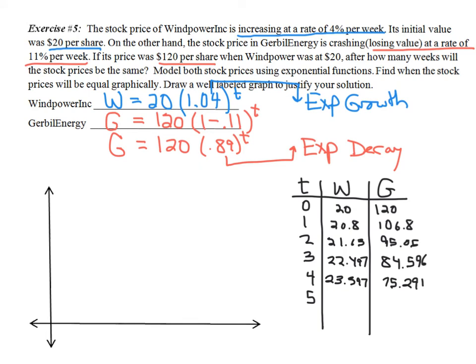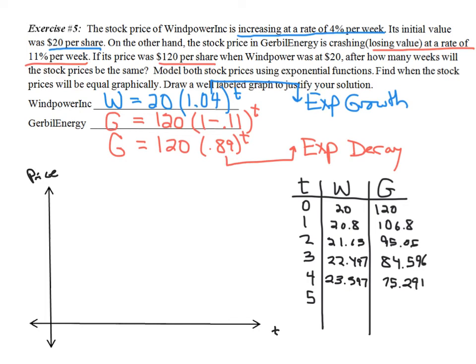Welcome back. Look at your table of values and see if your table has the same values as mine. If it doesn't, please go back and check your calculator to be sure that you've entered the correct equation for wind power and for gerbil energy. Now what I'd like to do is set up a graph. I'm going to make my graph on the x-axis, on the horizontal axis, represent time, and on the vertical axis, that's going to be our price per share, the stock price.